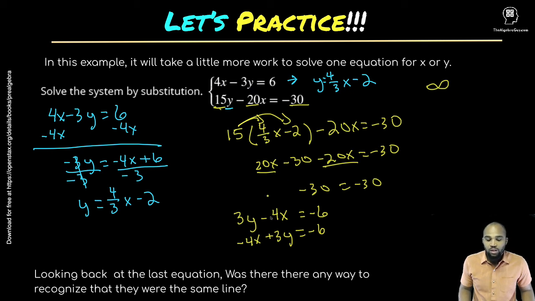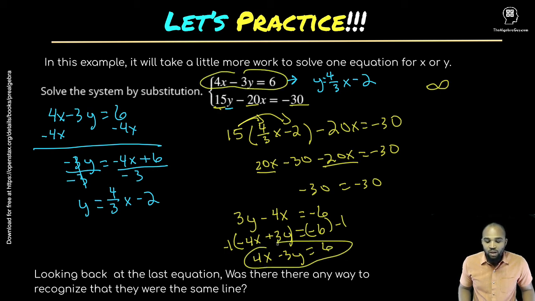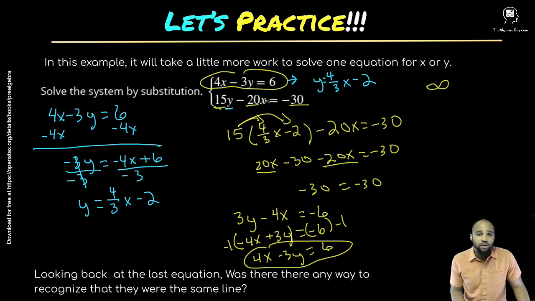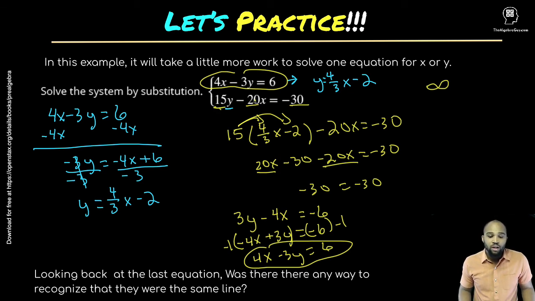The only thing different is if I would have multiplied both sides by negative 1. That would change this, so negative 1 and negative 1, so that this now becomes a positive 4x, a negative 3y, and a positive 6. And look at what we have. The same exact equation. So if you start to see big numbers like that, the first thing I try to do is see if I can factor it out. And they tend to be the exact same equations.